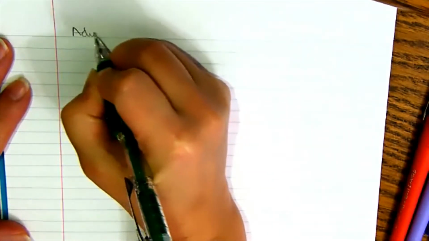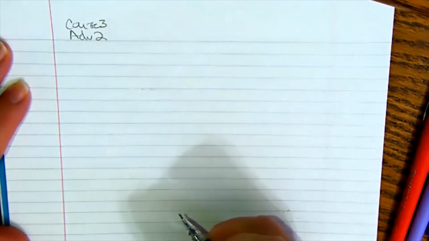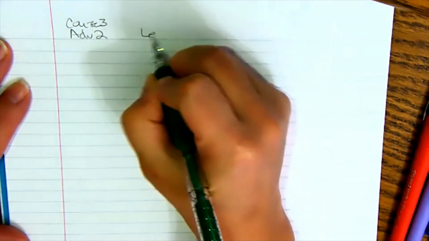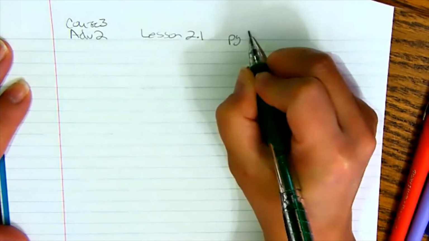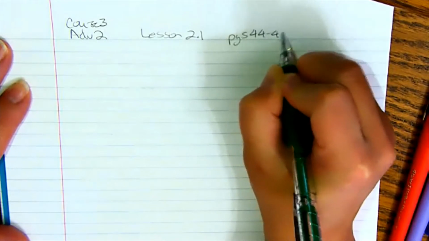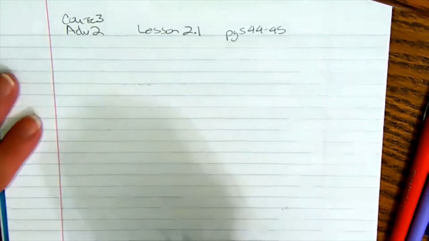Okay, if you are in Math 7, we are working from the Advanced 2 textbook. If you are in Math 8, we are working from the Course 3 textbook. We are doing lesson 2.1. It can be found on pages 44 and 45. We're going to be talking about congruent figures and corresponding parts. So let's go ahead and start with congruent figures.